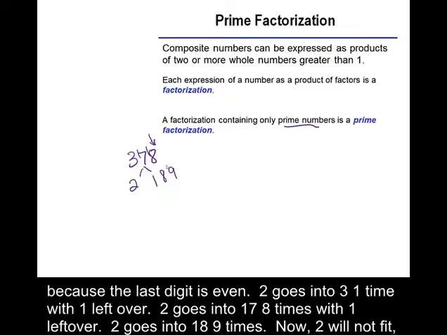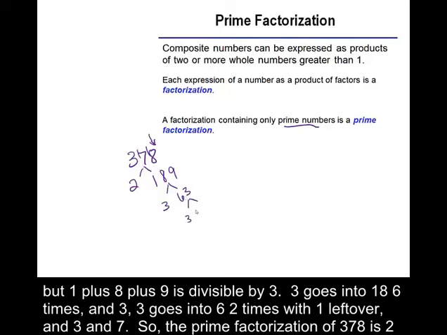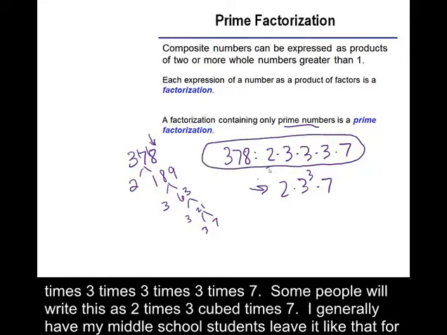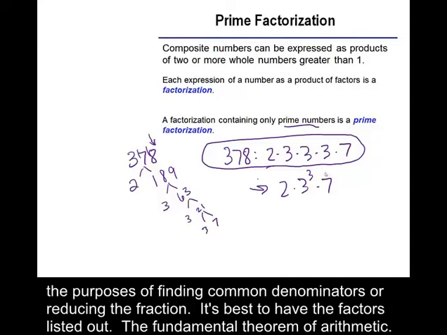Now, 2 will not fit, but 1 plus 8 plus 9 is divisible by 3. 3 goes into 18 6 times, and 3 goes into 6 2 times with 1 left over, and 3 and 7. So the prime factorization of 378 is 2 times 3 times 3 times 3 times 7. Some people will write this as 2 times 3 cubed times 7. I generally have my middle school students leave it like that for the purposes of finding common denominators and or reducing the fraction. It's best to have the factors listed out.